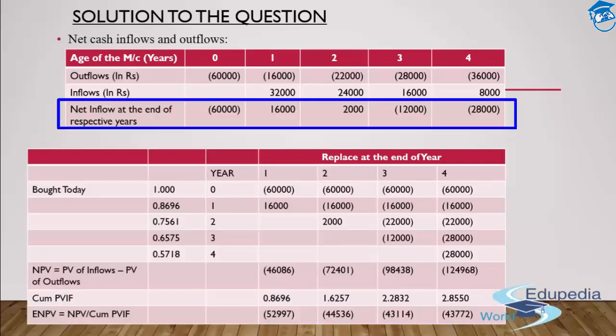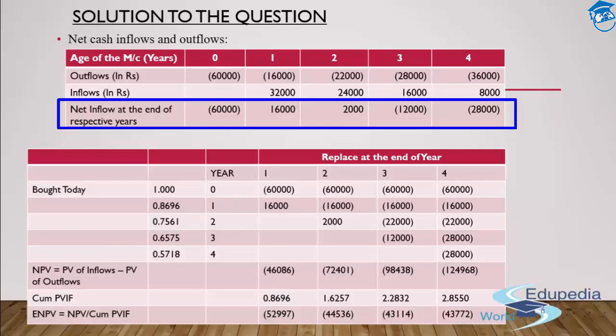So it's going to be overall 12,000 as negative inflow. And in the last year, it's going to be huge, which is an outflow of 36,000 rupees and an inflow of merely 8,000 rupees. So it's going to be a net inflow of negative 28,000 at the end of year four. So this is all about the net cash inflows and outflows.